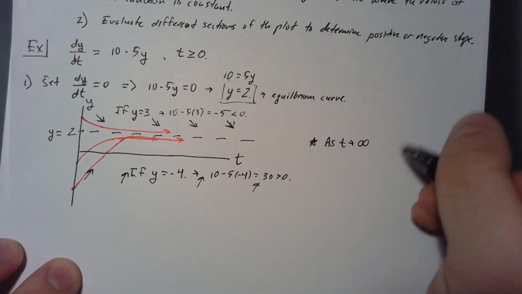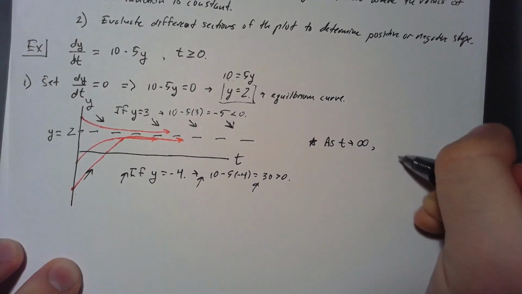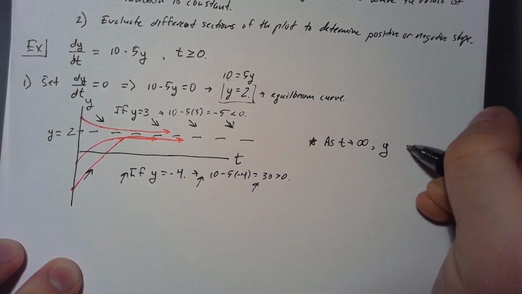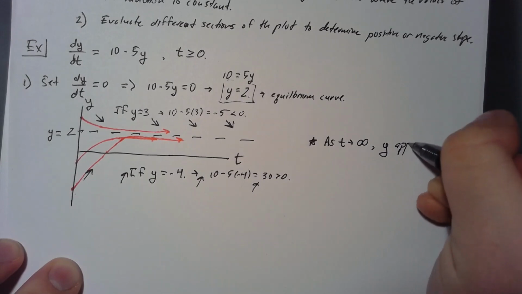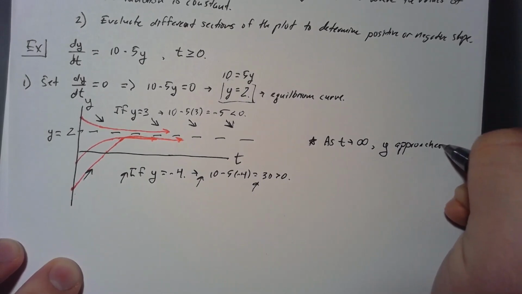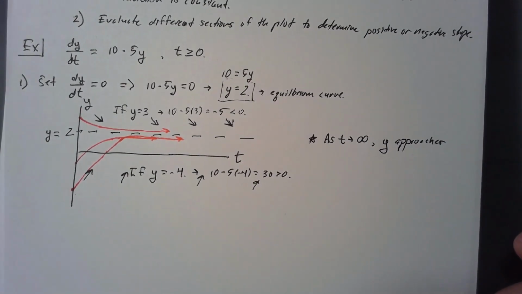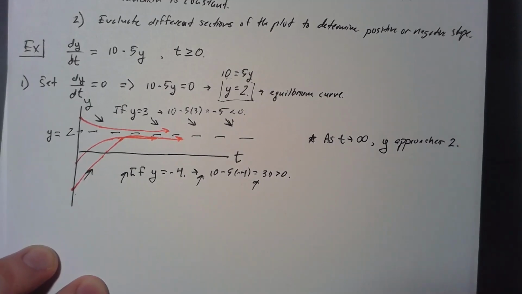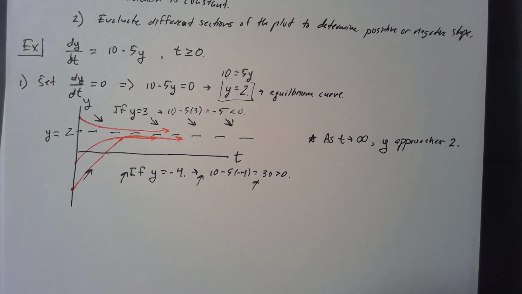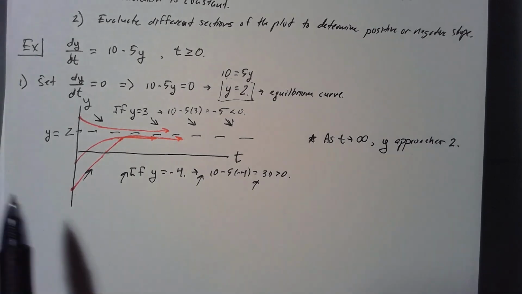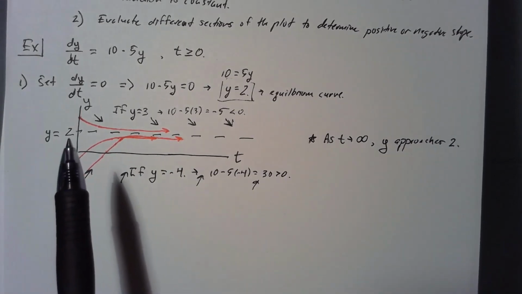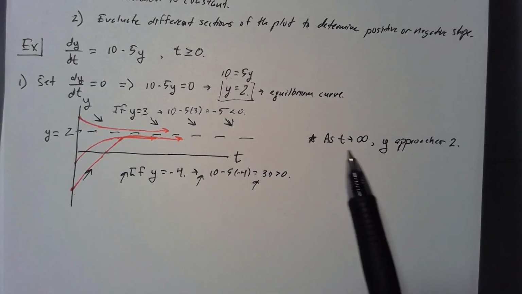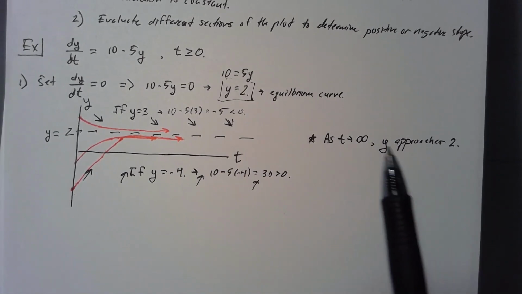So as t approaches infinity, I could say y approaches positive 2. And what does that mean about the value y equals 2? So this right here describes the long-term behavior of the differential equation, the solution to the differential equation.